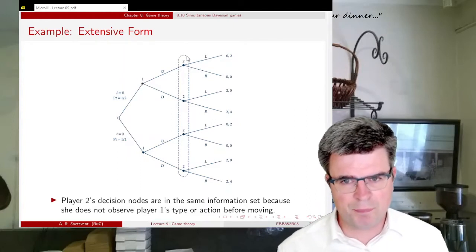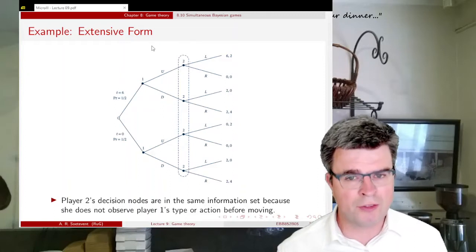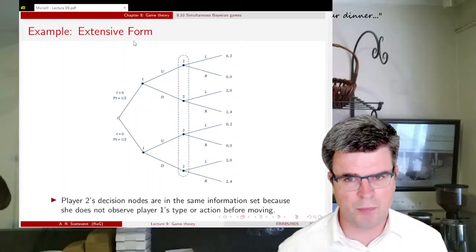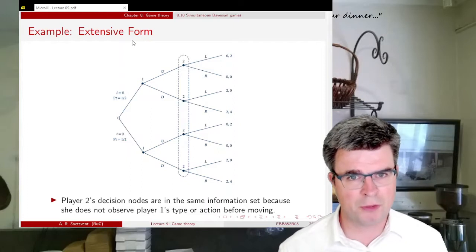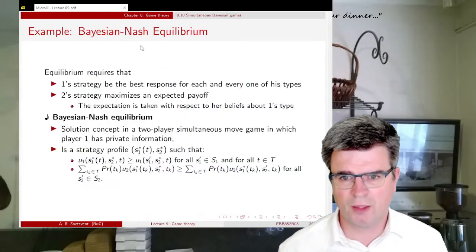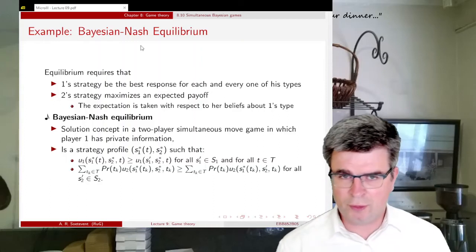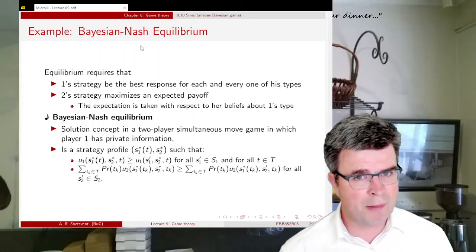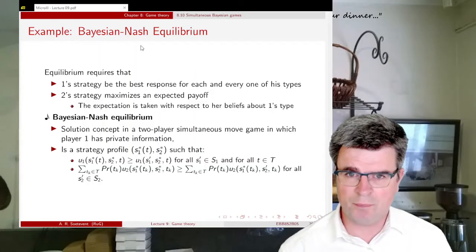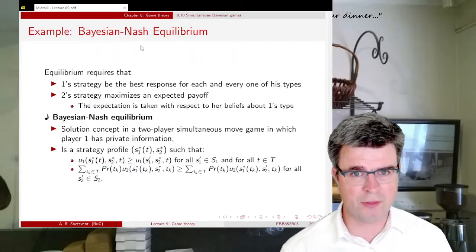So all four of player 2's decision nodes are in the same information set, because she does not observe player 1's type before she has to decide what to do. And what we learned in the course is to find an equilibrium, a Nash equilibrium, and the type of equilibrium that we need to find in games of incomplete information is called Bayesian Nash equilibrium.